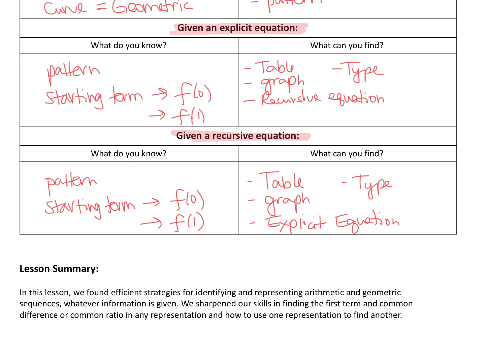In this lesson, we found efficient strategies for identifying and representing both types of sequences we've been studying, whatever information is given. We sharpened our skills in finding the first term and the common difference or common ratio in any representation, and how to use one representation to find another.